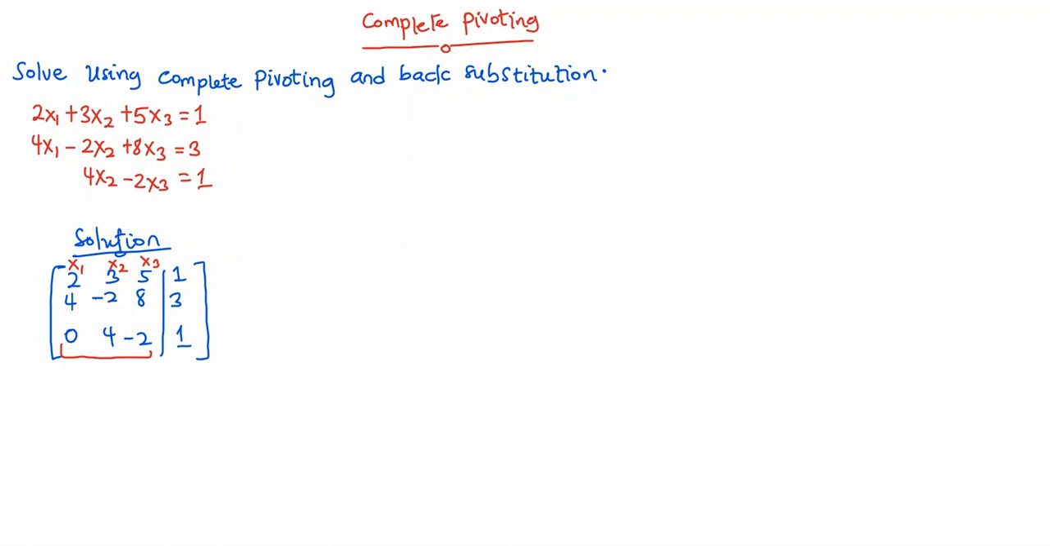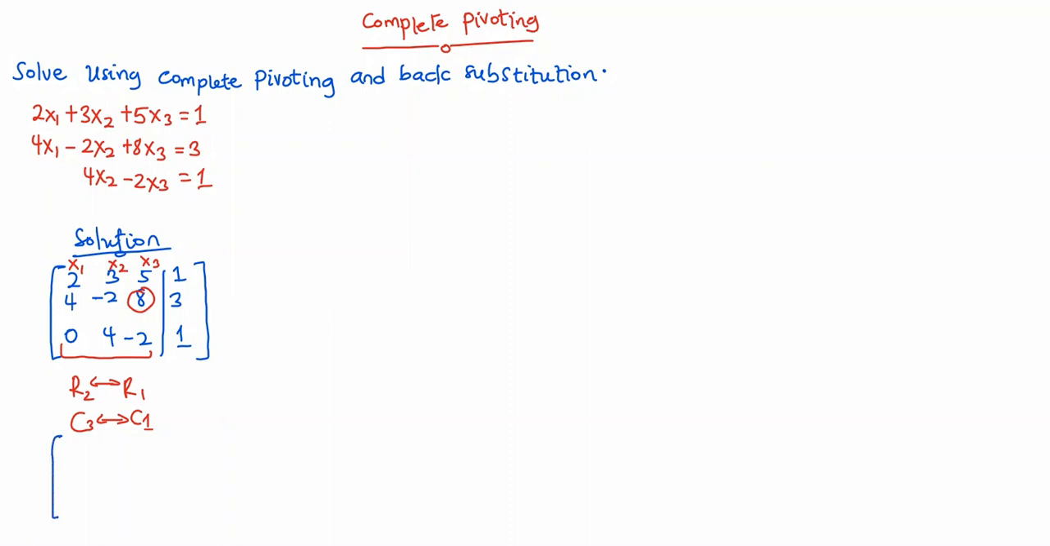Looking at where 8 is, it's on row 2, column 3. So I will interchange row 2 and row 1. When we are done, we interchange column 1 and column 3 also. You can do it the other way: you can choose to interchange columns 1 and 3 first before you interchange rows 1 and 2. They will all work.